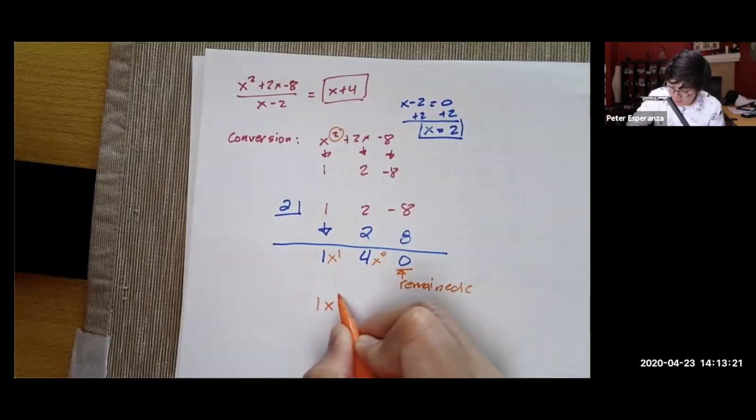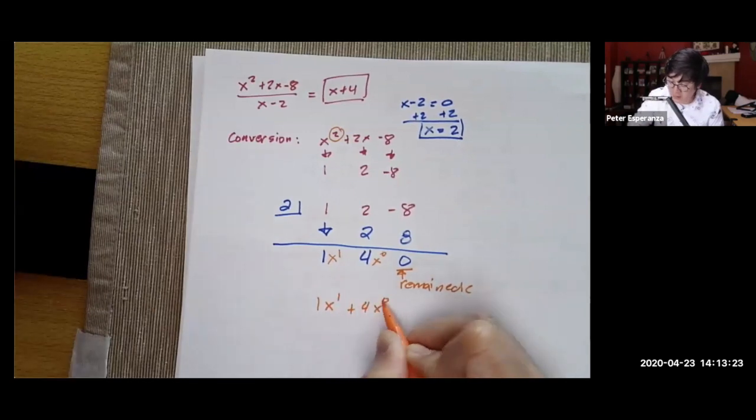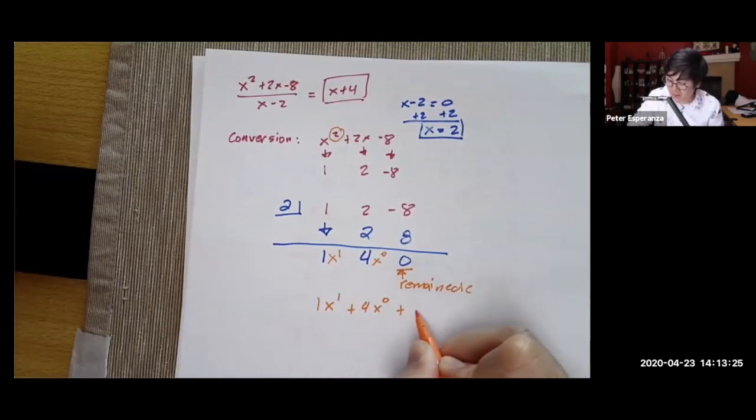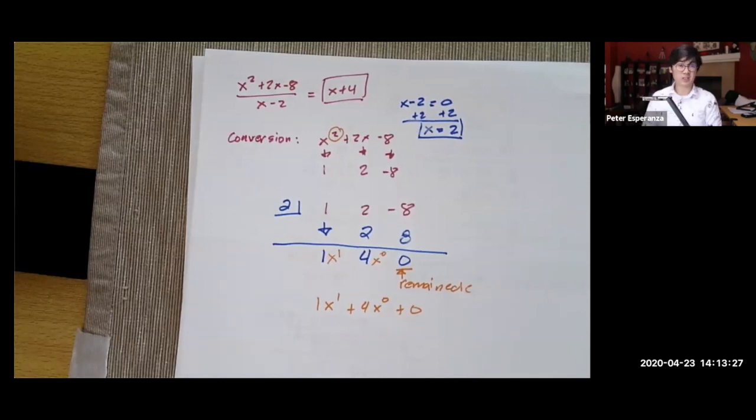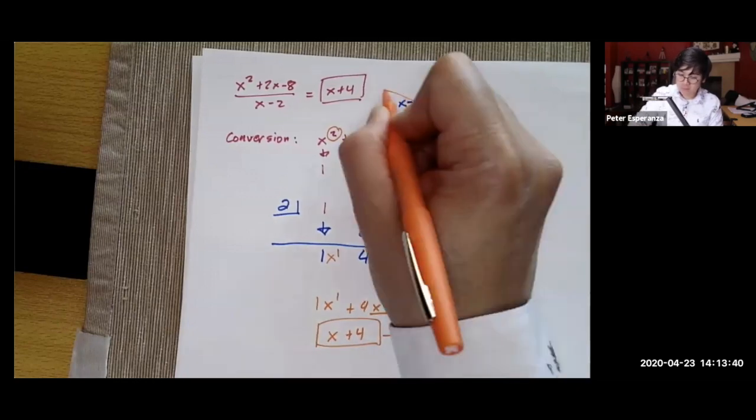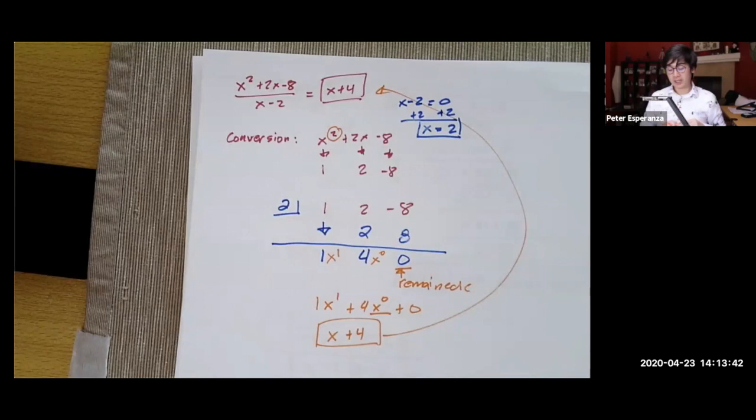And that is going to be our answer: 1 x to the 1 plus 4 x to the 0 plus a remainder of 0. And we know that a remainder of 0 is nothing. But what do we know about x raised to 0? X raised to 0 is equal to 1. That's why our answer is x plus 4.